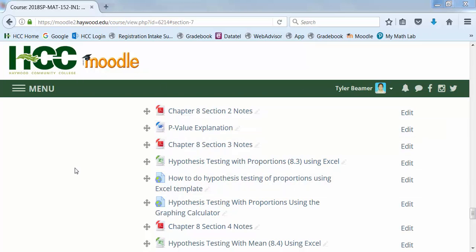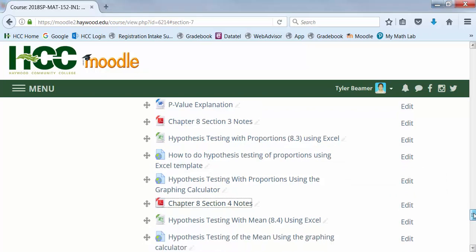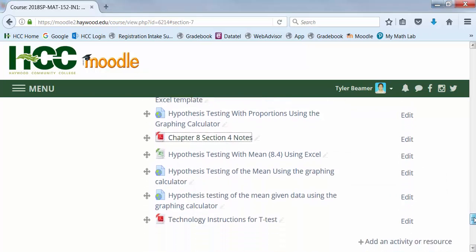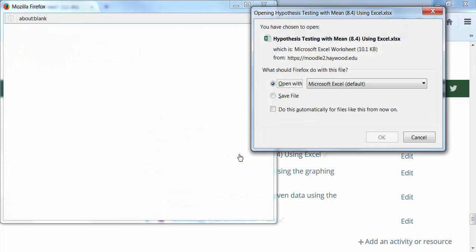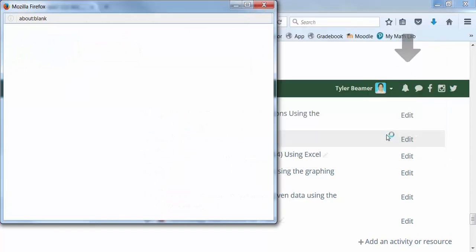This is an instructional video to show students how to use the Excel template that I created for doing hypothesis testing with the mean. So if you open up Moodle, you can see that the Excel template is located under Chapter 8, Hypothesis Testing with Mean, Chapter 8, Section 4, using Excel. So open that up.